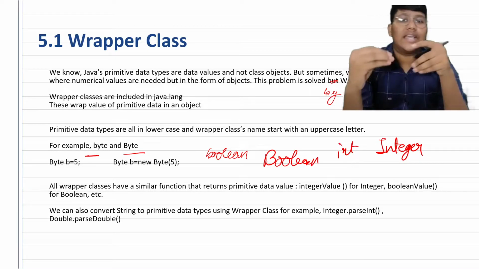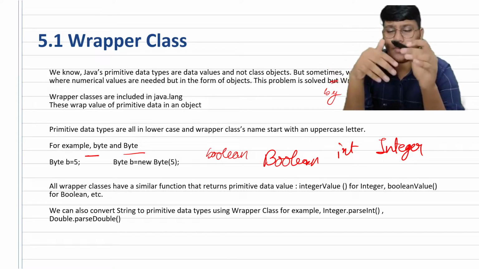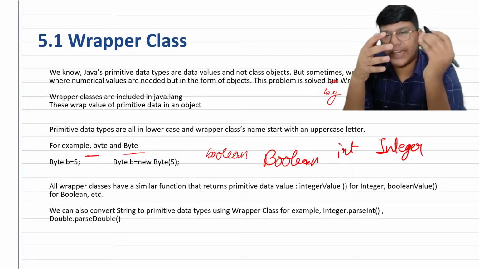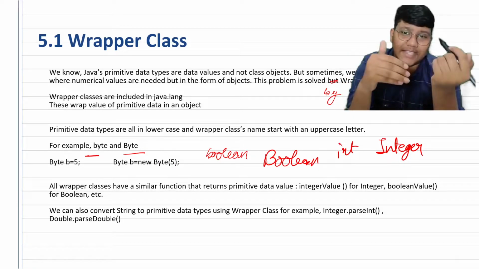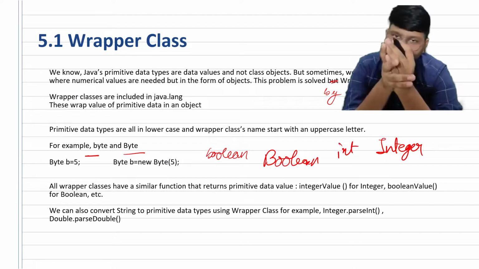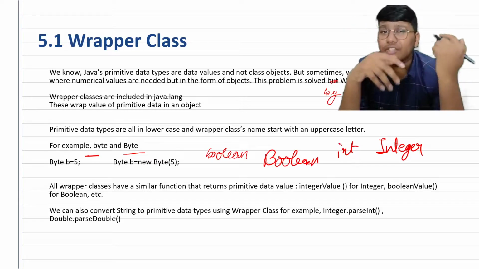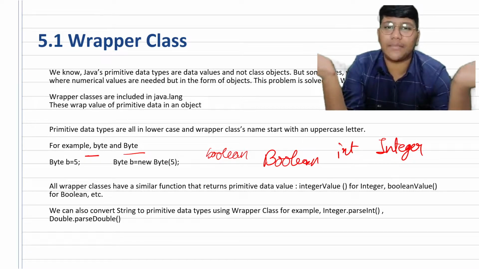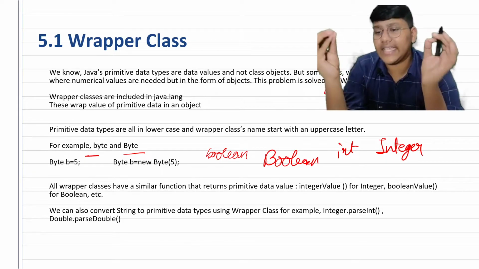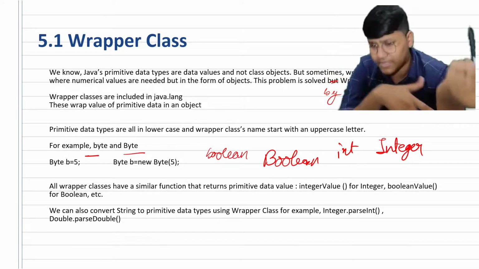Wrapper classes are many classes that solve the problem. Many a times we need primitive data types, but in the form of objects. Primitive data values in the form of objects. For example, there is 5, but we need 5 as an object to use different functions, to use it in many ways. So it becomes very easy with the wrapper classes. Wrapper classes wrap primitive data type into an object.